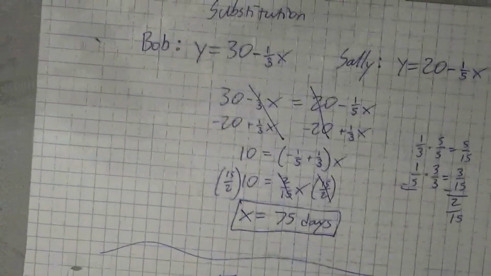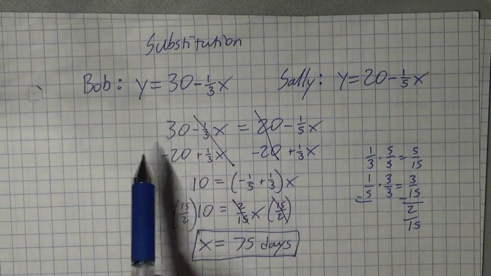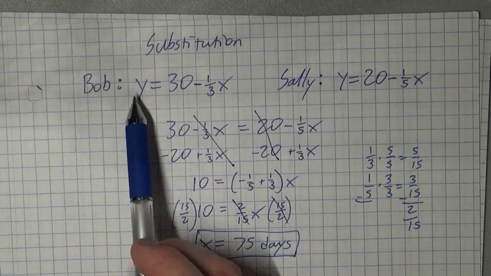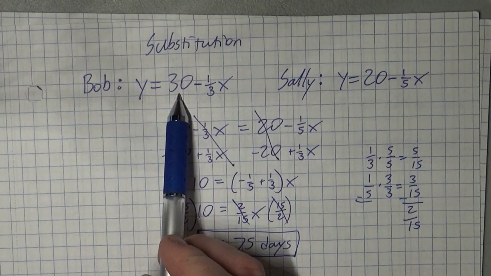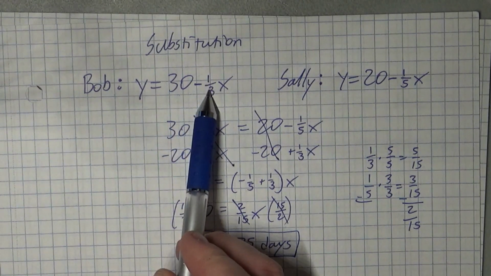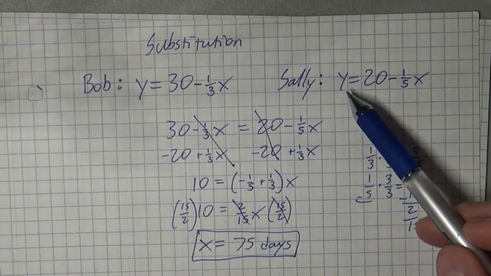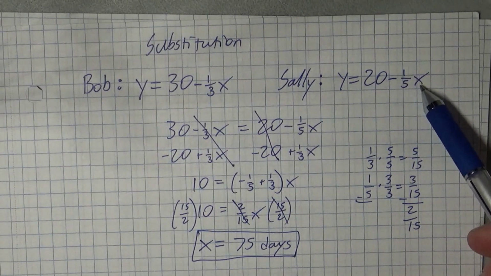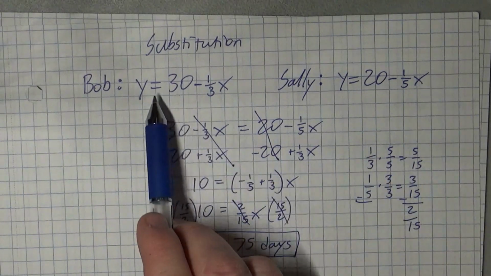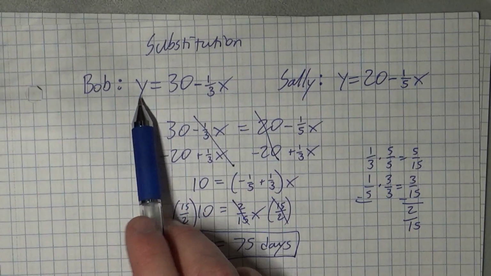Our first method would be substitution. Here's the premise. We have two equations, one for Bob, one for Sally. Bob's supply can be modeled with 30, the starting amount, minus 1/3 of a roll times the number of days that have elapsed. Sally's supply can be modeled with 20 minus 1/5 times the number of days that have elapsed, or x. Now, because they both have a y in them, we can substitute.